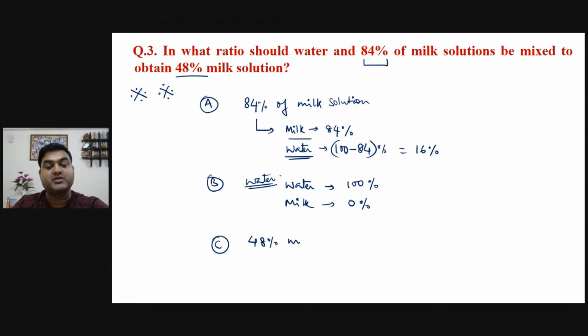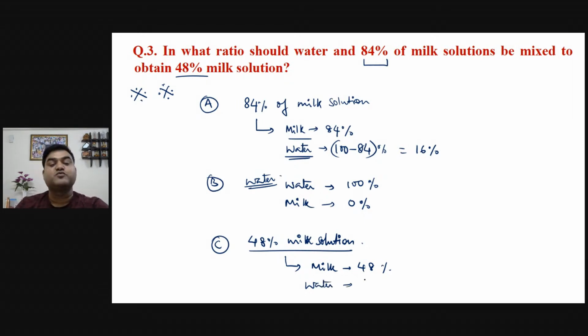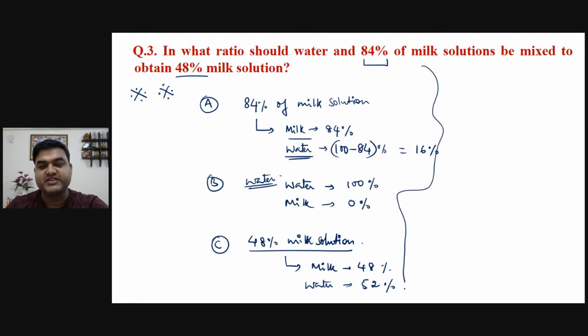48% milk solution. That is the question now. Try to understand the question, then easily we can solve. Again, 48% milk solution means what? Here, milk will be 48%, and what will be the water percentage? Water percentage will be 100 minus 48%. That is going to be 52%, isn't it? So that is what we have to do.